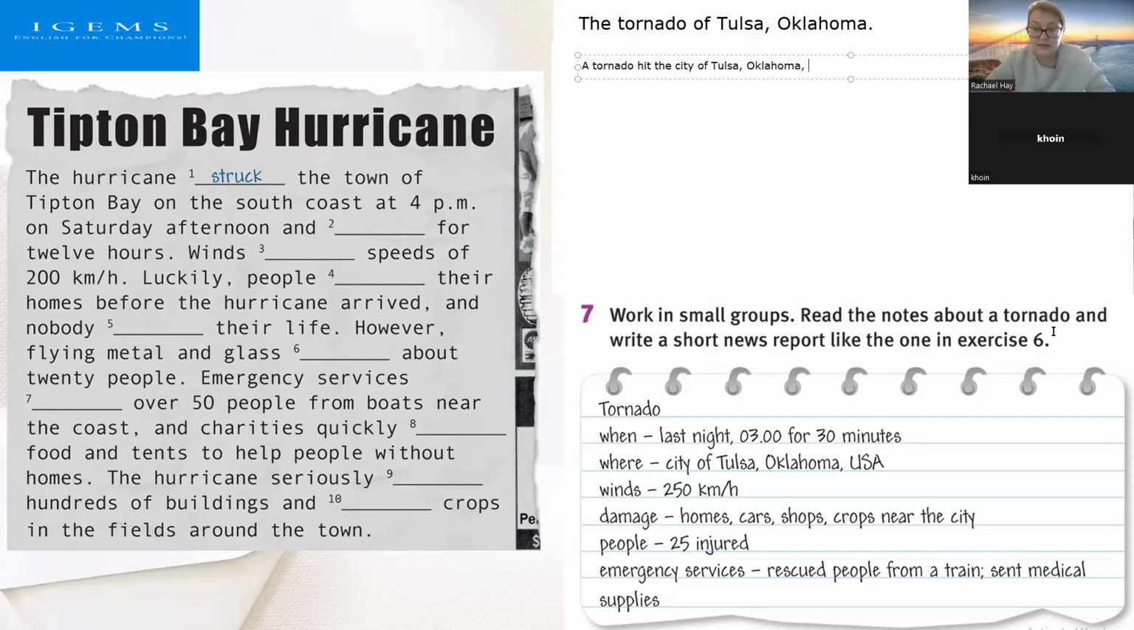So when did it hit? When did the tornado hit? So over here we have all the information. So there it tells us when. So it hit the town of Oklahoma last night at 3 a.m. and lasted for about 30 minutes.